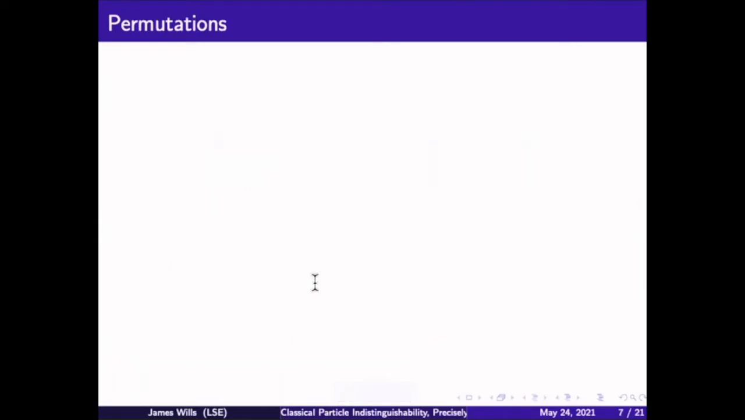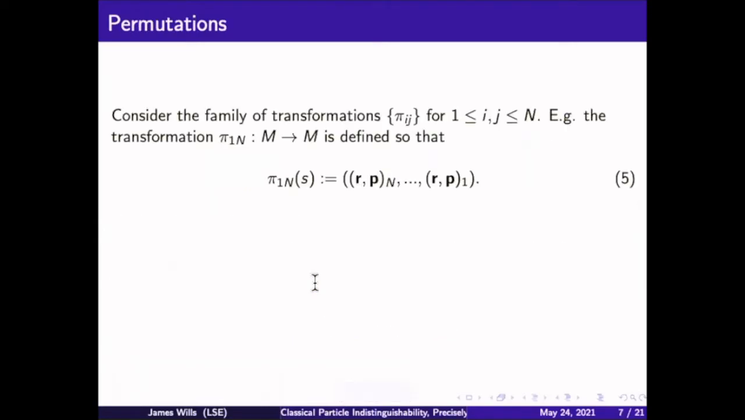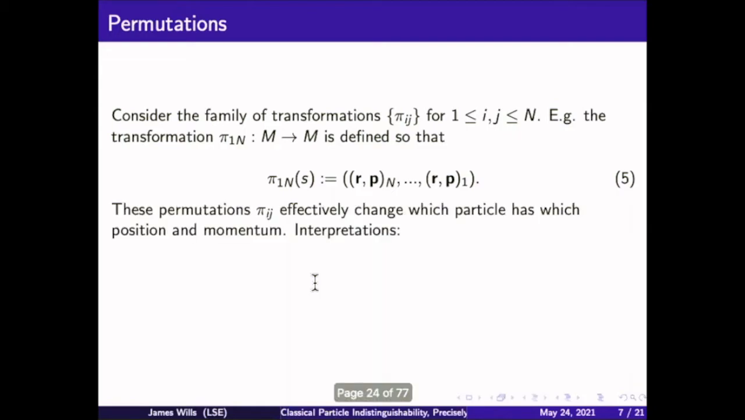Now, we need to discuss permutations. So we're going to define this family of transformations pi ij, which are defined so that they swap the single particle states among the slots in the phase point. So pi 1n has just taken r p 1 and put it in the n-th slot, and taken r p n and put it in the first slot. Effectively, these permutations change which particle has which position and momentum.